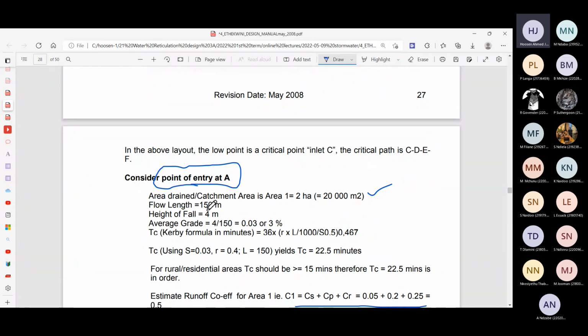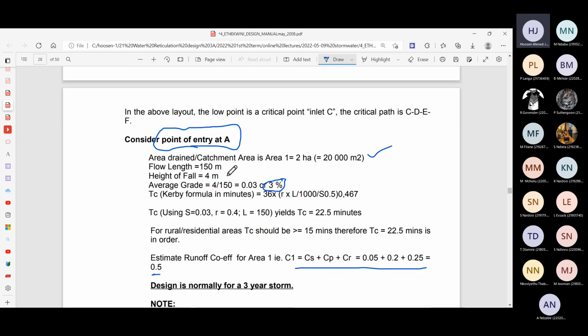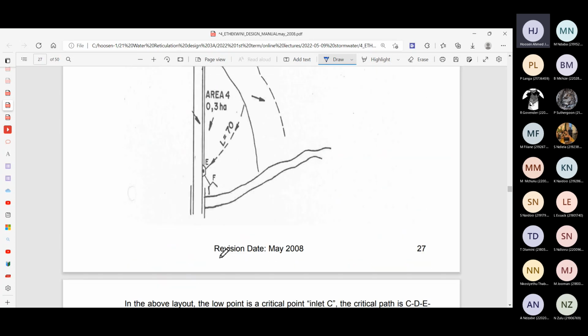Once you've got the length and that fall, from that you can work out the average slope for that area. Also, you need to know whether it's a defined water course or whether you've got overland flow. So we're looking at 4 divided by 150, which gives you about a 3% slope in that catchment area A. That's the slope for that catchment area. That would determine the C value over here, because you need that slope value to determine what coefficient you're going to use here.